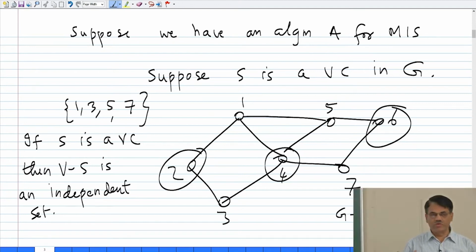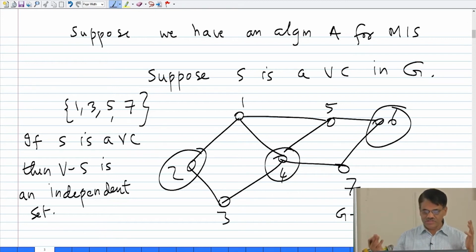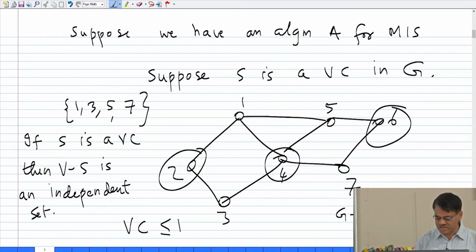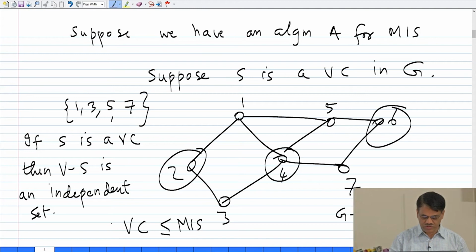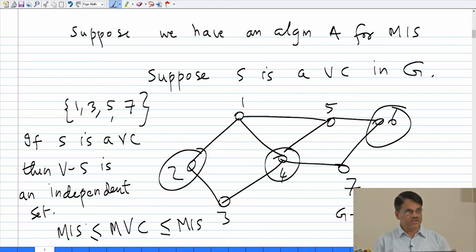Why is it a minimum? It is a vertex cover. Why is it a minimum vertex cover? Well, if there is a smaller vertex cover, then this is not a max independent set, because the complement set will be even larger. It contradicts the fact. All these statements are subtle and require a line of proof. Okay. So, what have you shown? If you have an algorithm for maximum independent set, I can use it to solve minimum vertex cover, and in the same way, if you have an algorithm for minimum vertex cover, I can use it to solve maximum independent set.